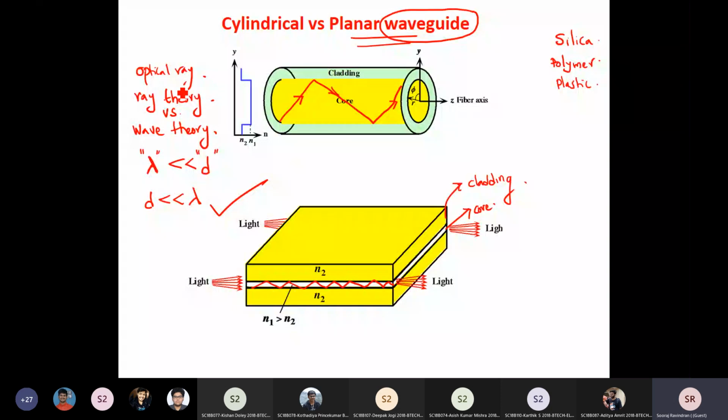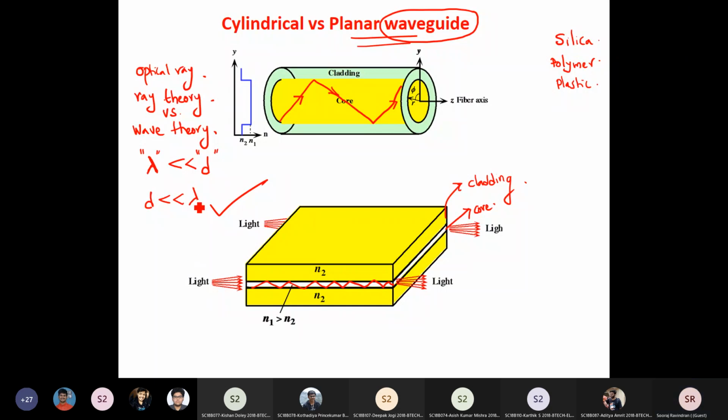We also discussed the various theories that can be used for describing how light propagates inside an optical fiber or an optical waveguide. You can classify these theories as ray theory versus wave theory. Ray theory is used when the wavelength of the light is much smaller than the device dimension. In that case, you can use ray theory to decently describe how the light propagation happens, though not accurately.